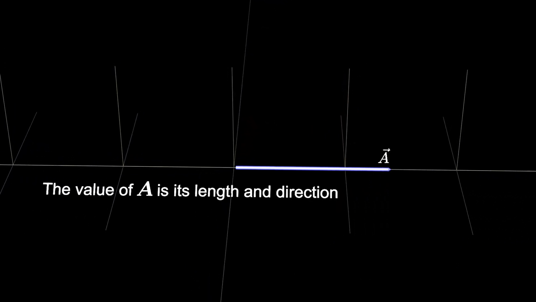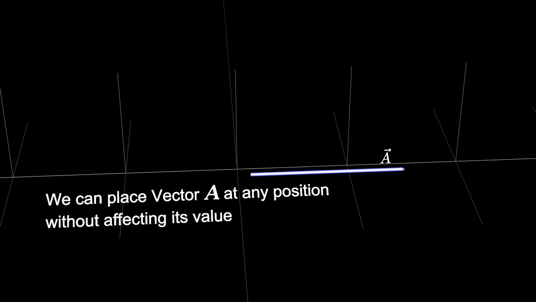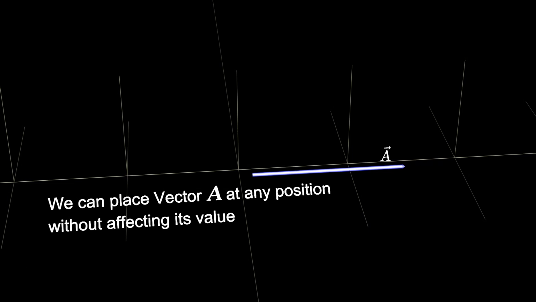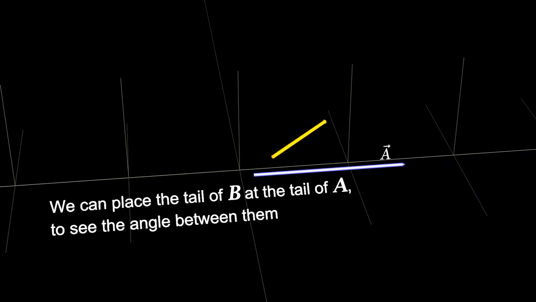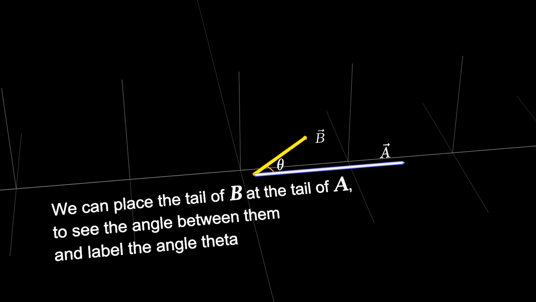The value of A is its length and direction. We can place vector A at any position without affecting its value. We can place the tail of B at the tail of A to see the angle between them, and label the angle theta.